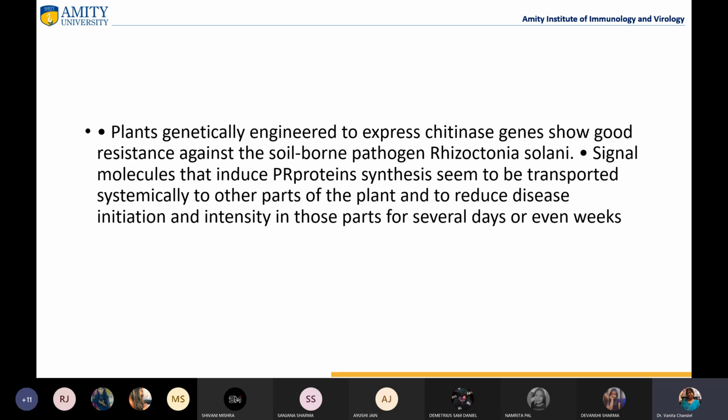So we just want to focus on basically two important things here: what structural and biochemical defenses are used by the host, and what kind of enzymes, toxins, or growth hormones and growth factors are secreted by the pathogen to infect a particular host plant. So these two were the main components of this particular module.